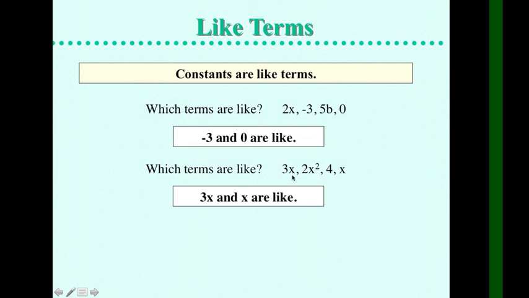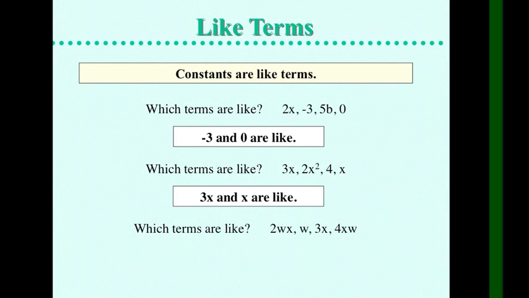Which terms are like: 3x, 2x squared, 4, and x? So the same variable are 3x and x because they have the same variable. Yung 4, constant siya pero wala siyang kamukha. Yung x squared, it's a monomial pero wala na siyang kamukha na x squared.